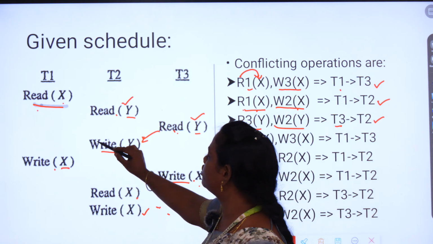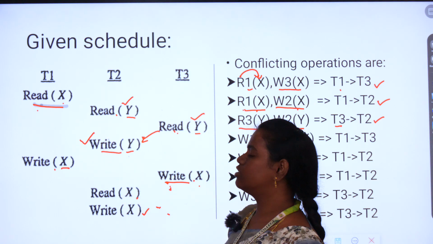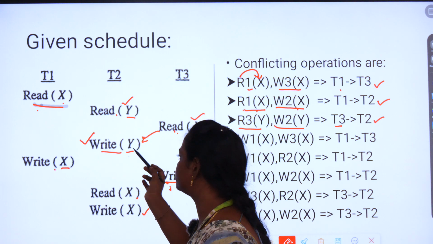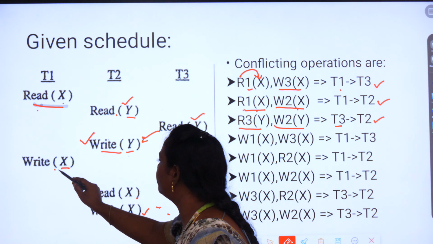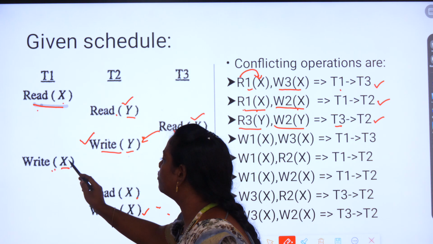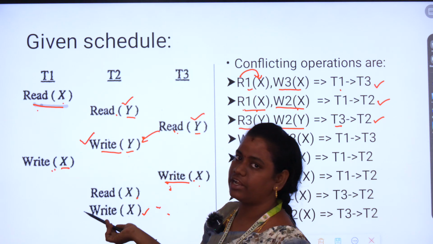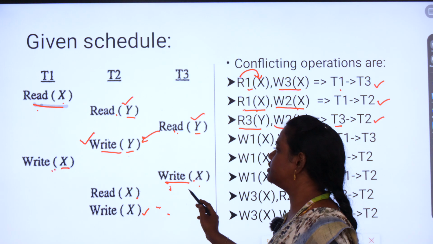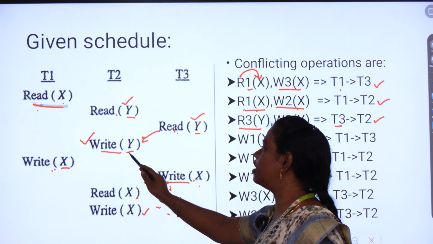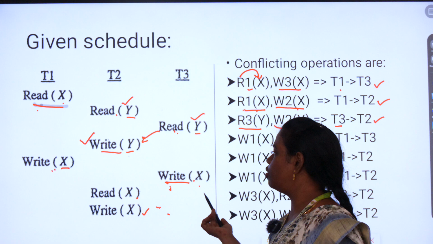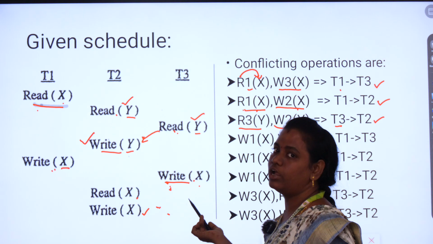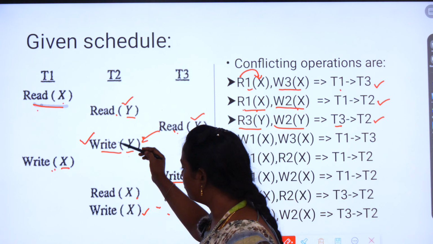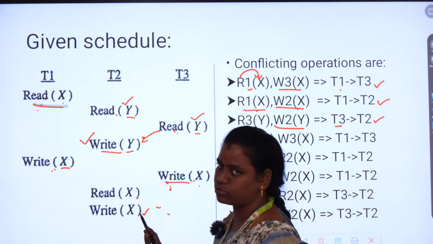Next I need to check write of y. So for write of y I need to compare with the remaining operations. I am going to compare write of y with write of x. Here both are performing operations on different data, so there is no conflict. Next I compare with the next operation in transaction T3. So W of y is compared with W of x. Here both are operating on different data, so definitely there is no conflict. The remaining ones belong to the same transaction, so no need to check them.